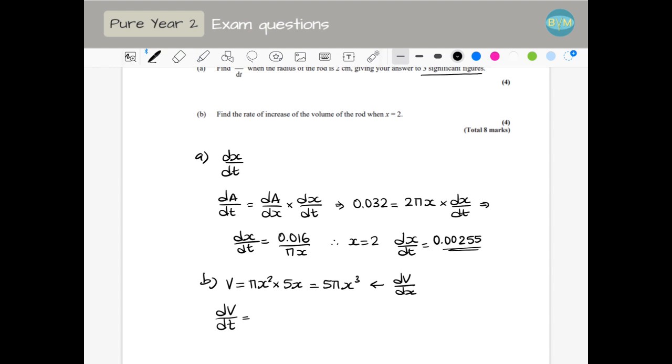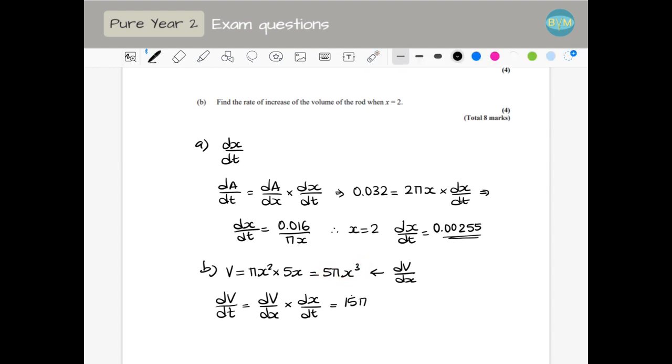So if I write the chain rule, dV by dt is dV by dx times dx by dt. That's what I found here, and when x is 2, this value here. So dV by dx, I just have to differentiate this expression. So it's 15 pi x squared, and times dx by dt, which is 0.016 divided by pi x.